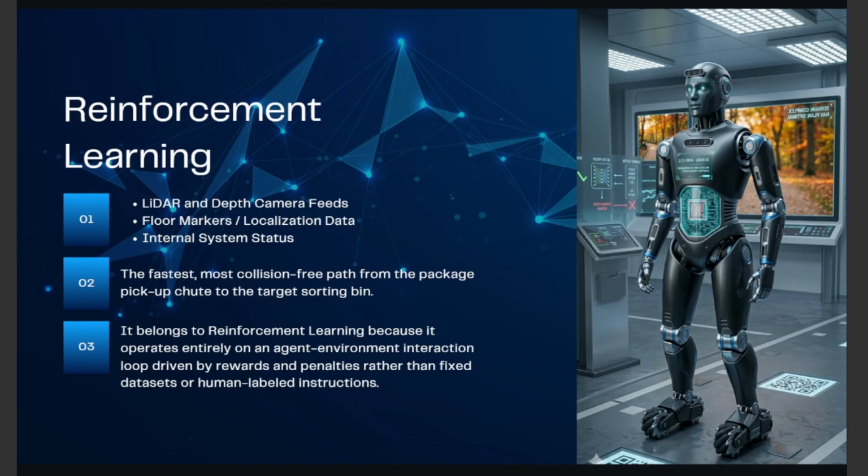Next, what is the system actually trying to learn? The robot is trying to learn an optimal navigation policy. This means it is learning the fastest, most efficient, and collision-free path to get from the package pickup to the correct sorting bin, making split-second steering and speed adjustments along the way.